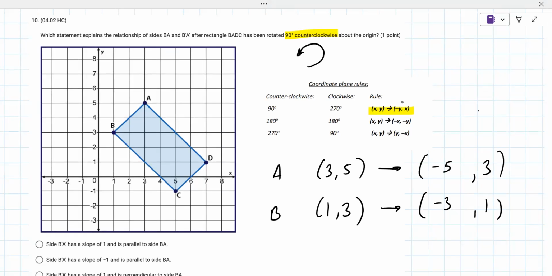So take a look at that and see if you can agree with that. Yeah, I understand that. Okay, so if you agree with that, I'd like you to calculate the slope between those new points. Two.